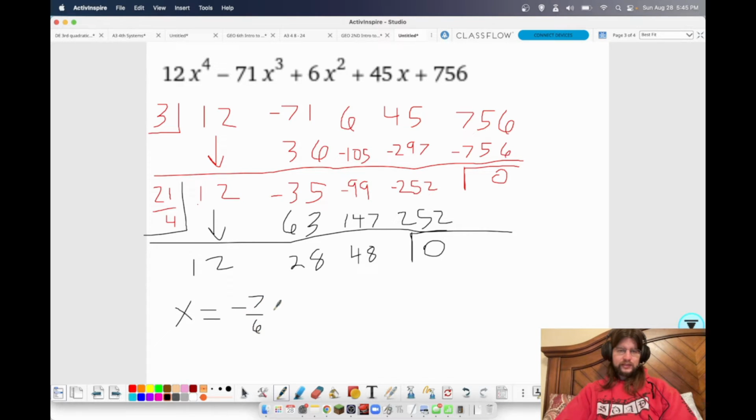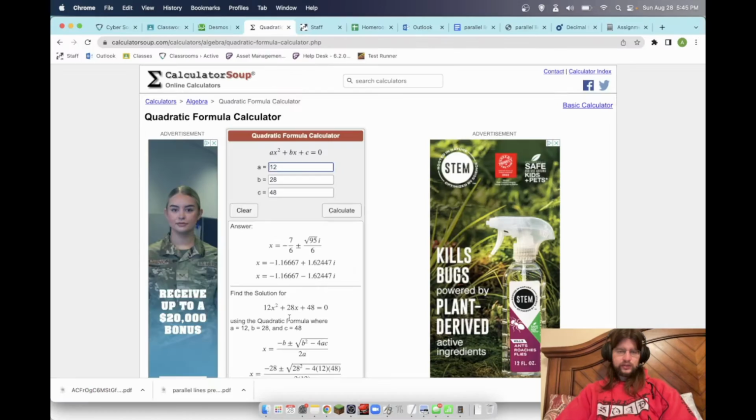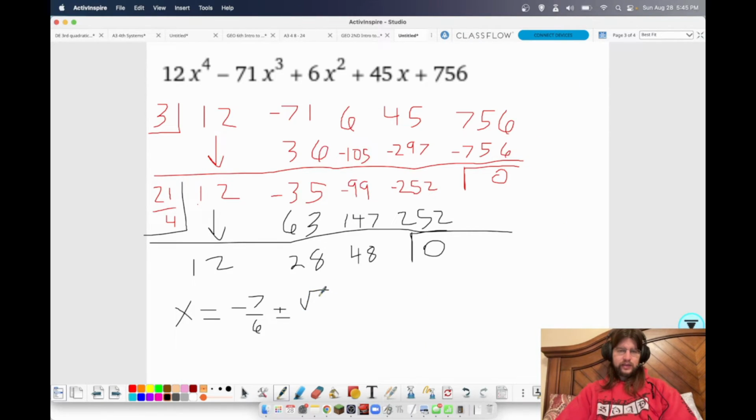And that's why we didn't see those other two zeros, because they are complex numbers. We're not going to see them on the graph because they're not on the real number line. So we have these two answers, plus or minus, so that's two answers right here. We have the 3, and we have the 21/4. Do keep it as an improper fraction. I don't want decimals, I don't want mixed numbers, I want improper fractions.